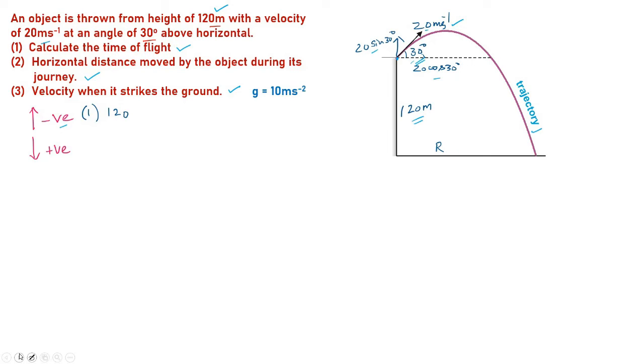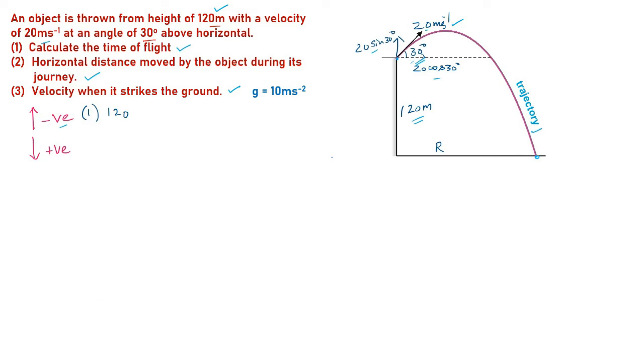Here we are going to use S is equal to ut plus half at square with sign convention. This is S, which is positive because your projectile starts from here, and the real path is this one, but considering the vertical component, initially here, finally it strikes the ground here. So how much has it moved down vertically? That is 120 meter, downward, so it's written positive.